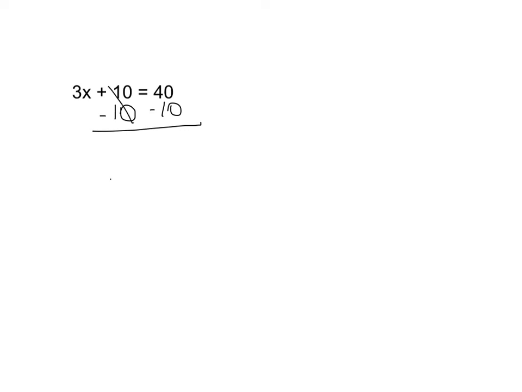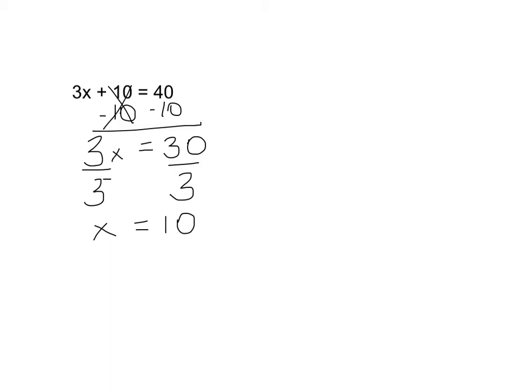So now what I'm left with, these two cancel. The only thing left on this side of the equation is 3x. On the other side, I have 40 minus 10, which is 30. I need to divide by 3 on both sides to get x by itself. X equals 10. Now I just realized you might not remember why I just divided by 3.